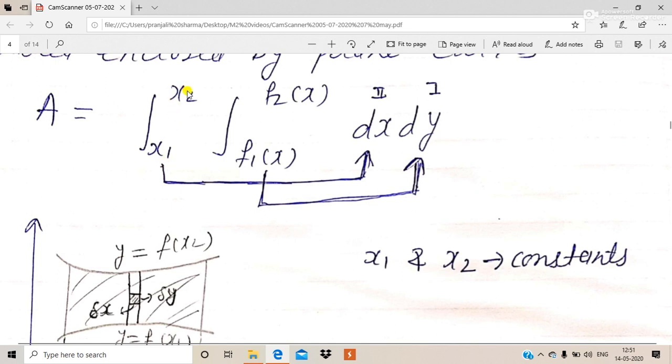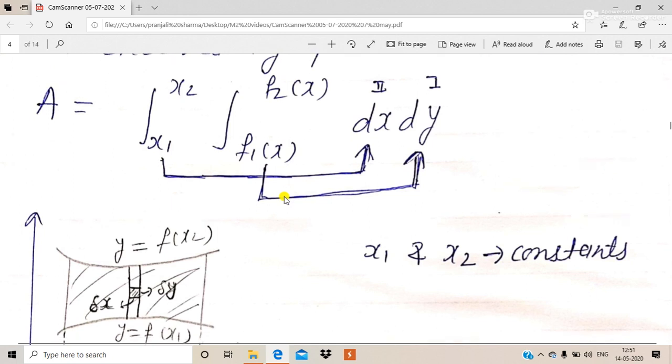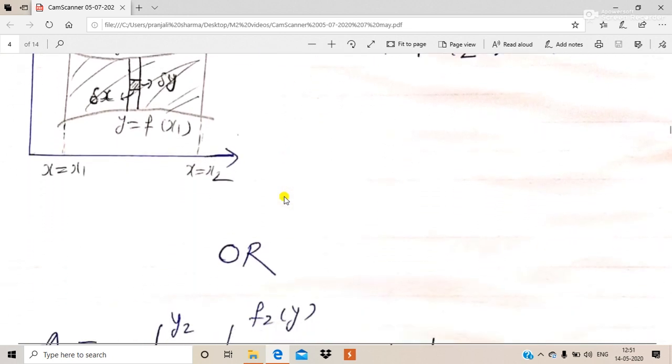The order will be that first we have to integrate with respect to y, then we have to integrate with respect to x, where x1 and x2 are constants, and f1(x) and f2(x), functions of x, are the limits of y. So let's solve some examples.